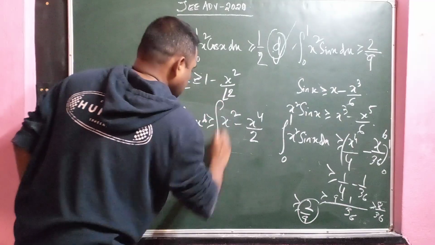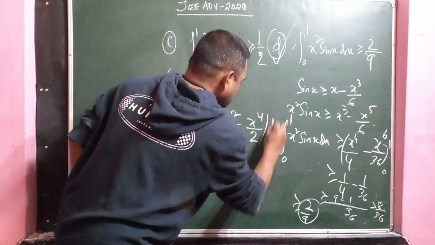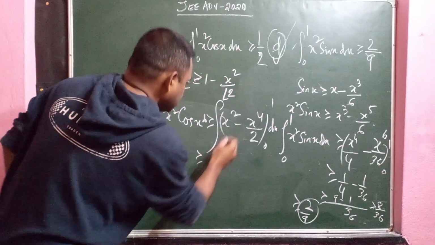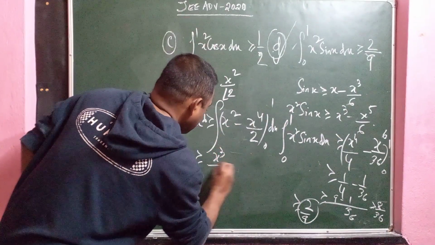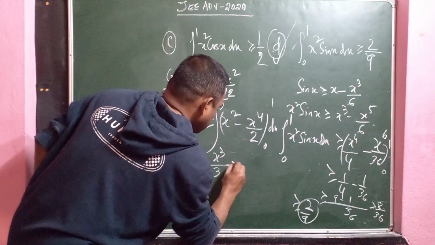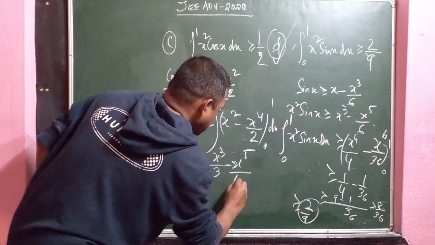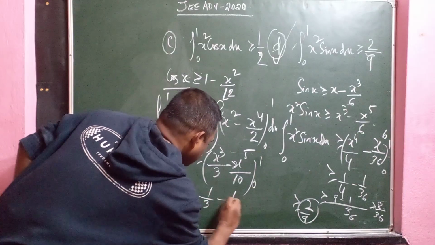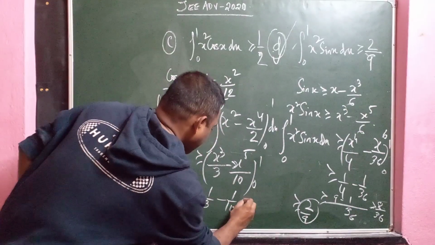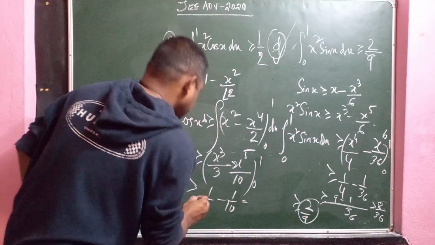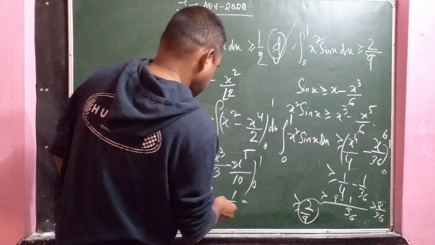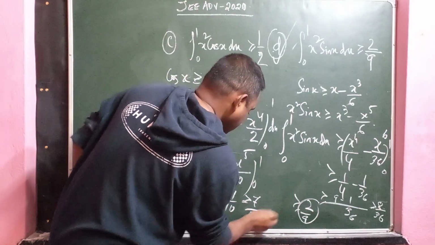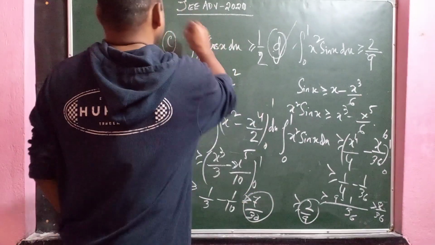Integrate this from 0 to 1. So that is greater than or equal to x cube by 3 minus x to the power 5 by 10, from 0 to 1. So 1/3 minus 1 by 10, that is greater than or equal to 7 by 30, I think. So this option is wrong.